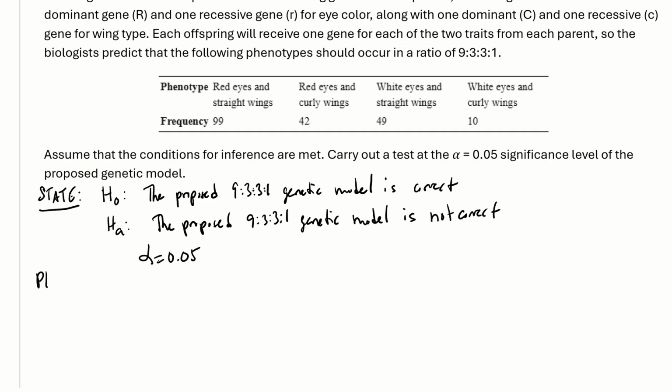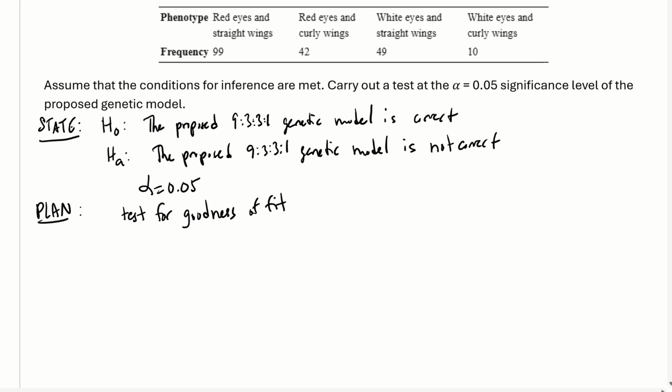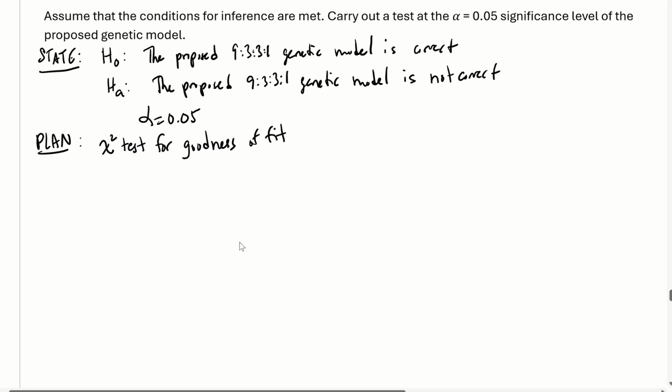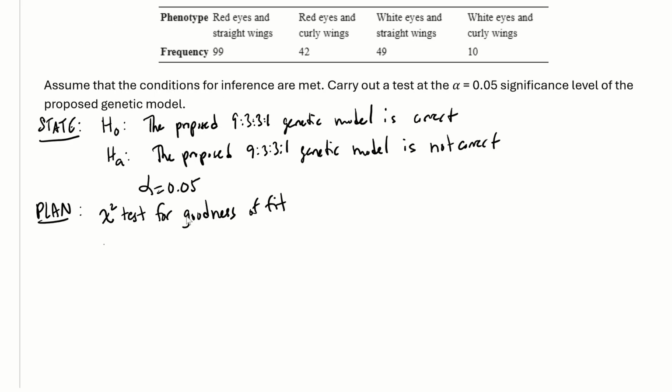All right, so then let's go ahead and state our plan. So we're going to do a chi-squared test for goodness of fit. So then let's go ahead and do the conditions. Well, actually, it says here, assume that the conditions of inference have been met. So we're going to assume that that's been met, okay? But I'm going to list them out so that you can remember, okay?